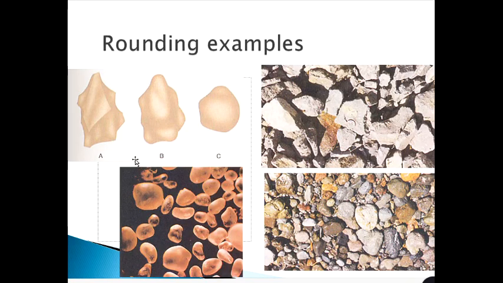Just some examples. The upper left here, A, B, and C. A is angular, C is rounded. If you look at these other ones here, there's the upper right, there's a quarter for scale. These are all jagged, angular pieces, so this would be poorly rounded. The lower right picture, these are all round, smooth. This is well-rounded. And of course, that sand I showed you before, that's also well-rounded.